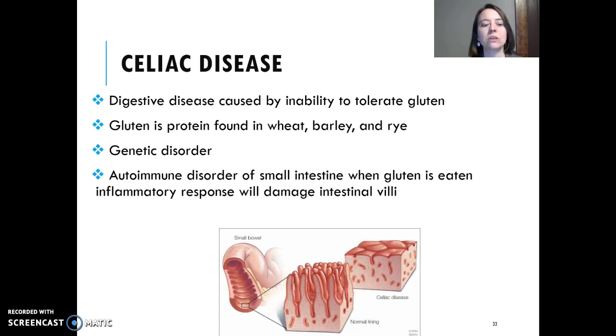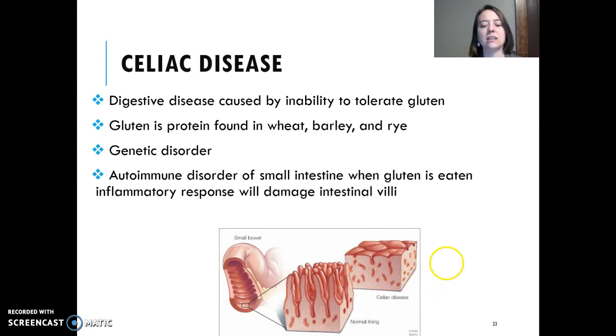This autoimmune disorder is triggered when a person with celiac eats gluten. So when this happens, when gluten is eaten, there is an inflammatory response that will damage the intestinal villi. So you can look here in the intestines. This is a healthy person's intestines. And then this is someone with celiac disease after eating a lot of gluten over many years.